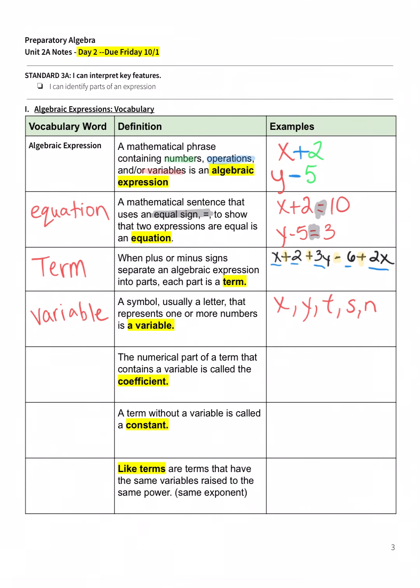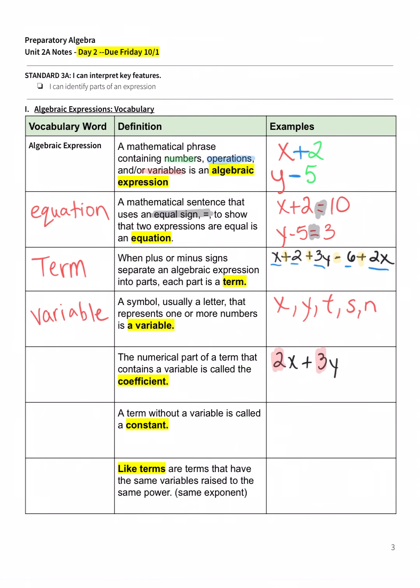Next, we have coefficient. A coefficient is the numerical part of a term that contains a variable. So we say right here, okay, we have these different terms right here. Every time we have a new addition or subtraction symbol, these blue things, each of these are called terms in the expression. So let's say I have the expression like 2X plus 3Y. The coefficient is the number that's in front of the variable.